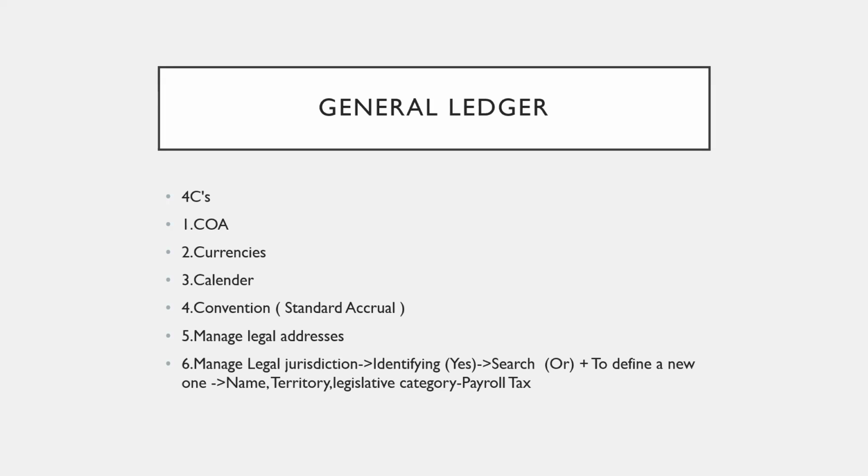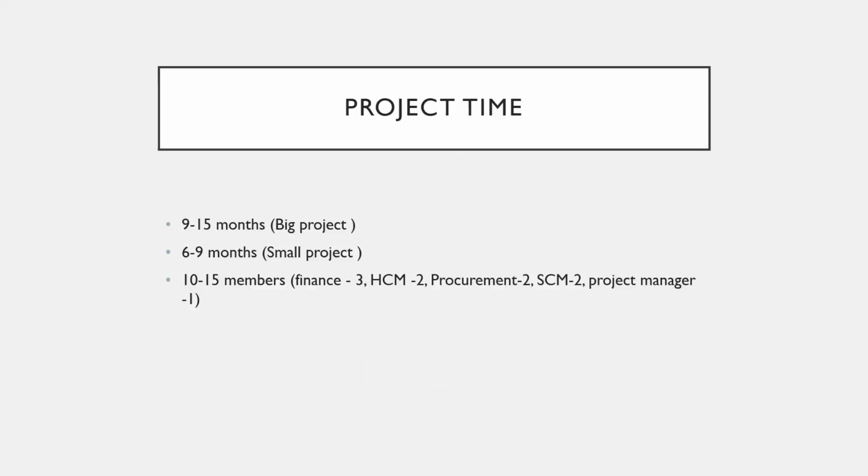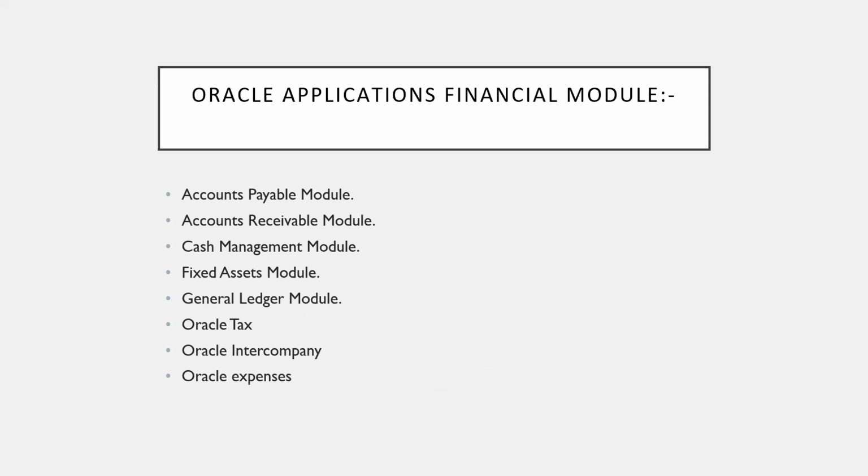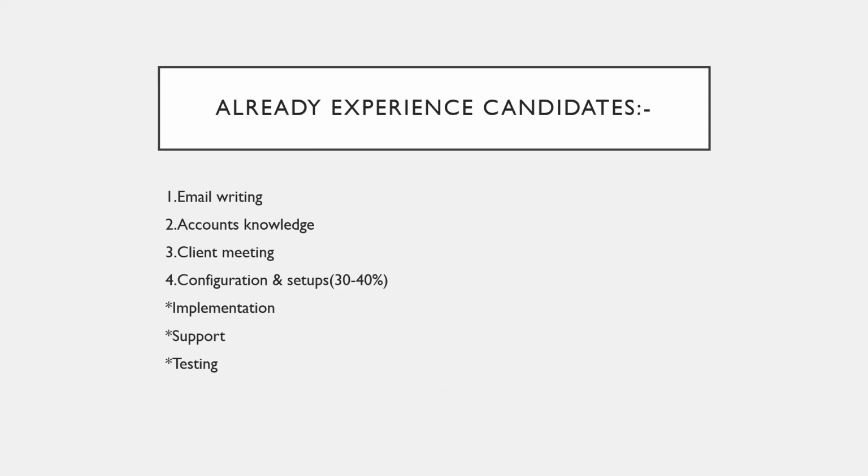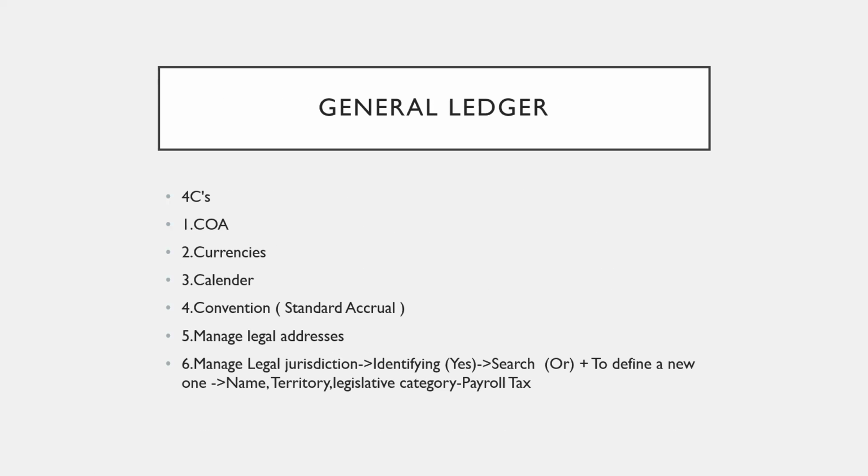So there are various modules which you have to learn in Oracle Fusion Finance, and General Ledger is the main module. So coming to General Ledger, we have General Ledger, we have accounts payable, we have accounts receivable, we have cash management, we have fixed assets, right? So what is general ledger and what are sub ledgers?